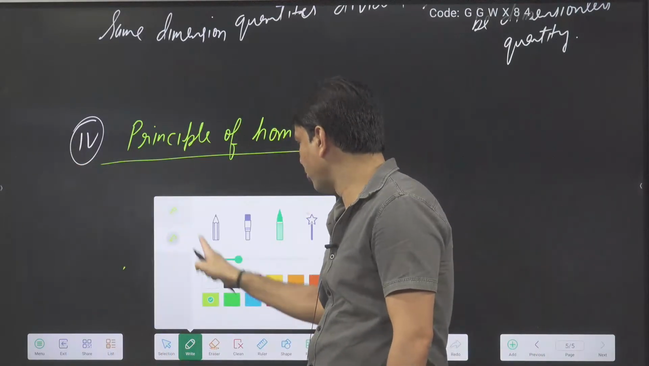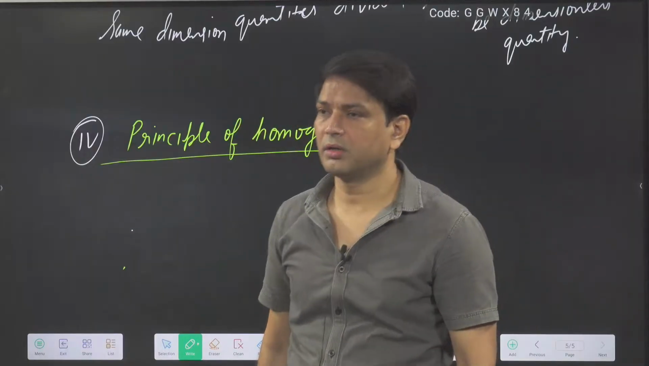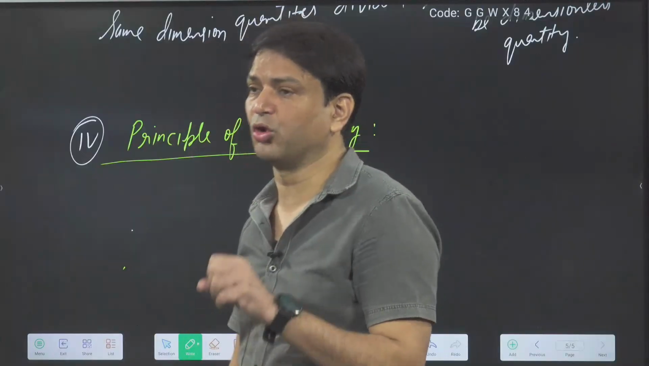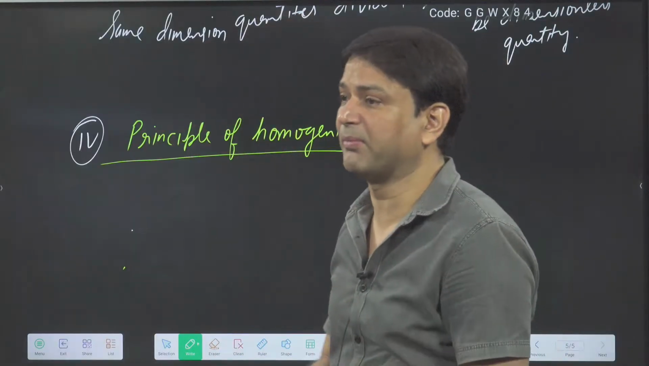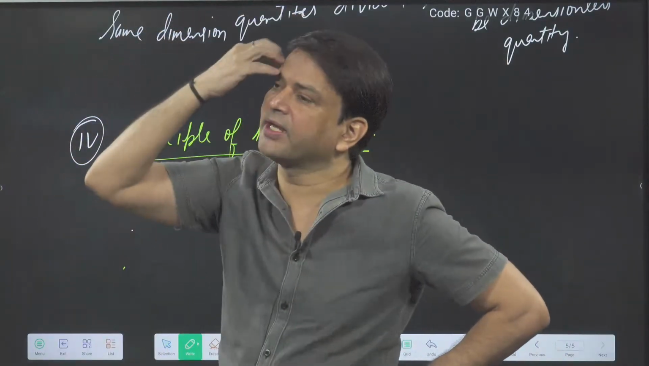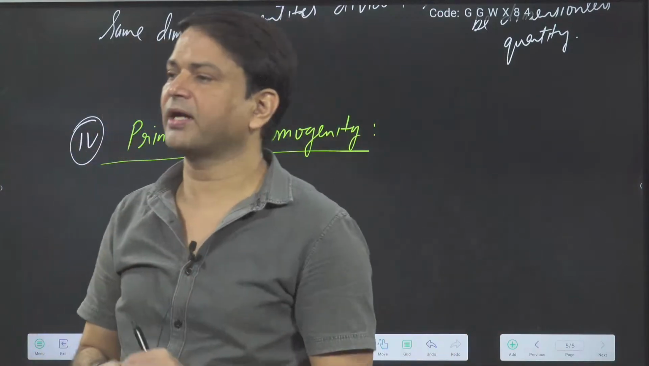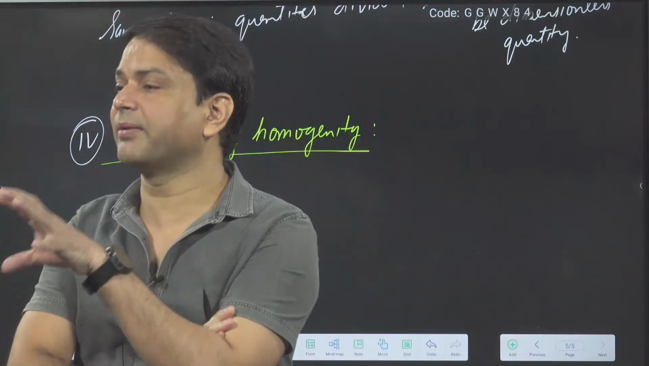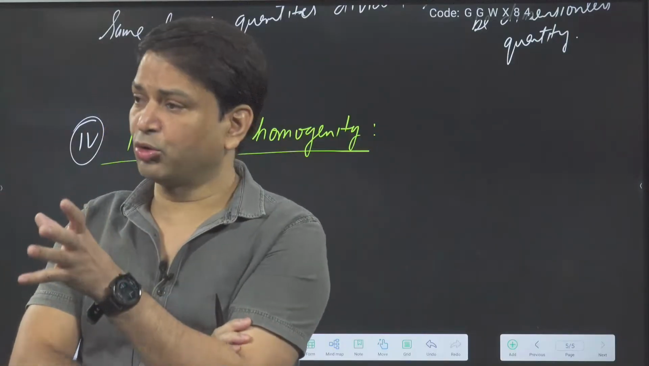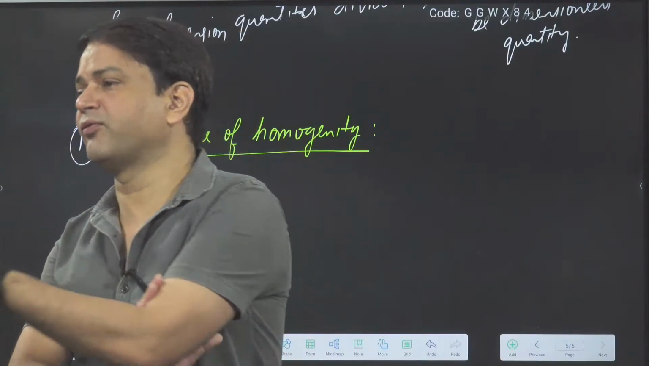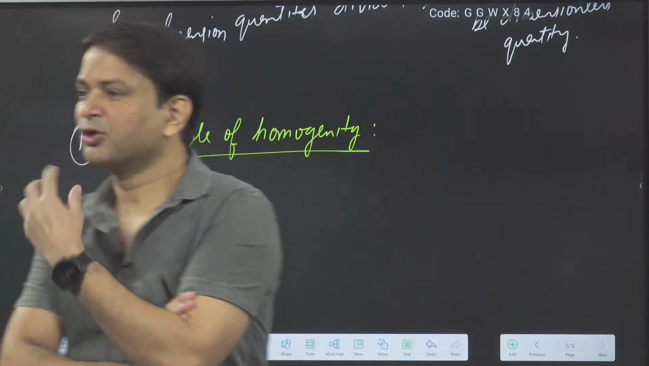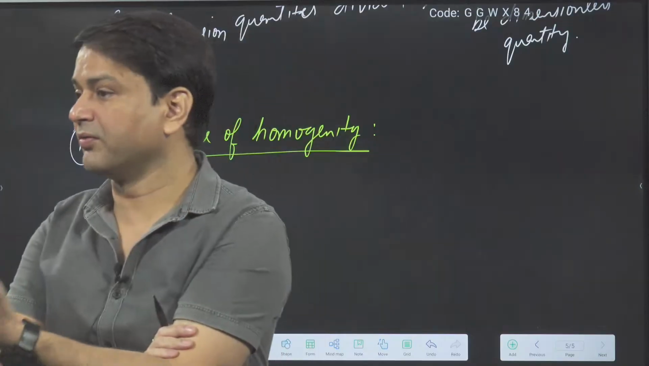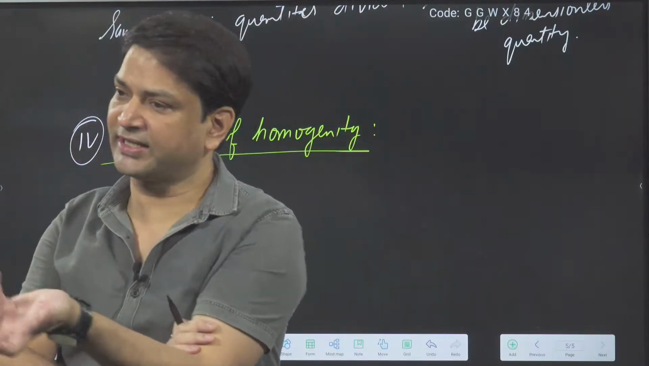What is the principle of homogeneity? We can only add, subtract or equate those quantities which have the same dimension. I repeat the statement again. We can add, subtract or equate only those quantities which have the same dimension. Why? Suppose I say 2 kg plus 5 meter, can we add? We cannot add. Like 2 kg plus 5 kg, I can say 7 kg.